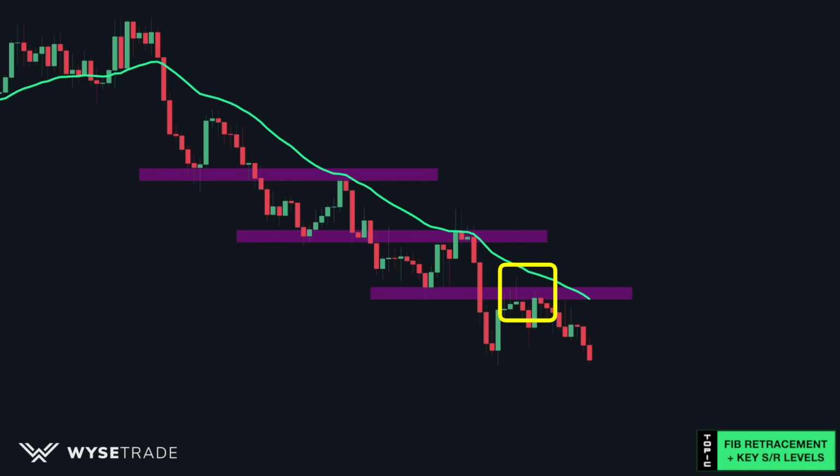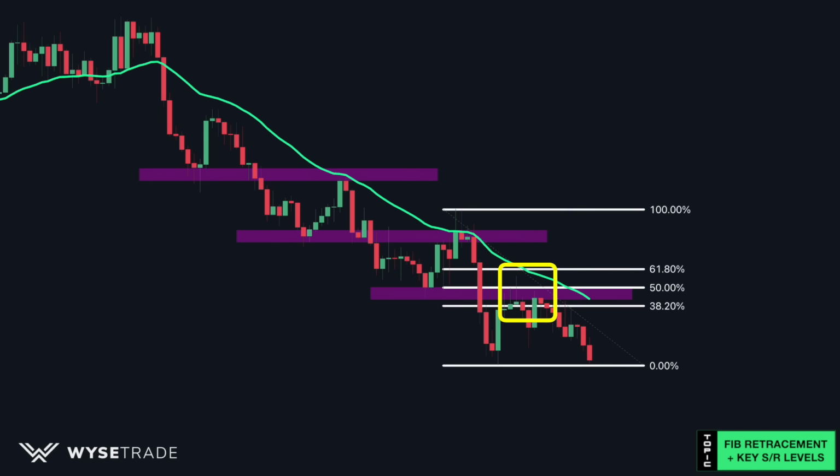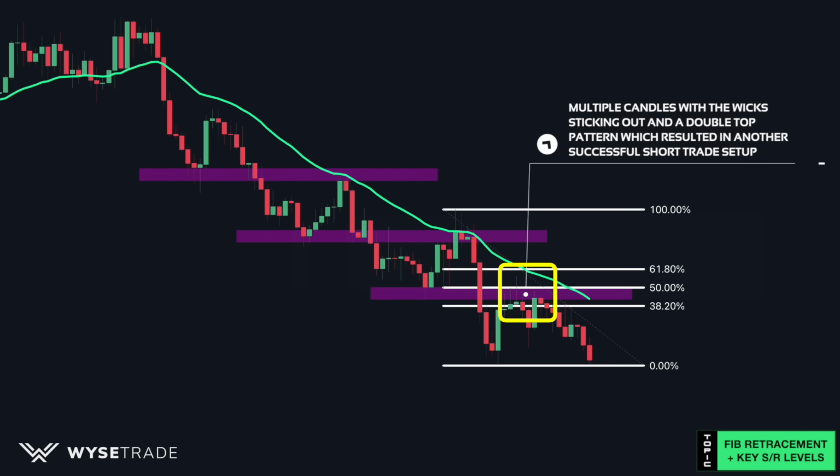Another short trade setup here. This is also where the 50% Fib level lined up. You had multiple candles with the wicks sticking out and a double top pattern, all which shows a reaction and created another successful short trade. Let's show this again.